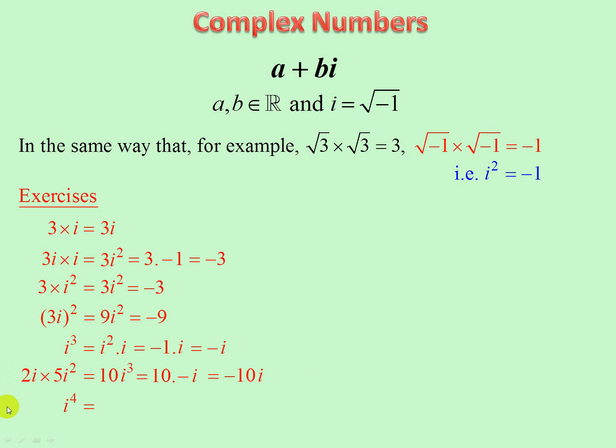i to the 4. And here we mustn't assume that all even powers of i are -1, because if we split this into i squared times i squared, we end up with -1 times -1, which is +1. So in fact it seems that any power of i which is divisible by 4 gives you +1. Any power of i which is even but not divisible by 4 will give you -1, which means any power of i one more than a power divisible by 4 will give you i, and i to the 5 will give you i. Just be careful when you work with them.